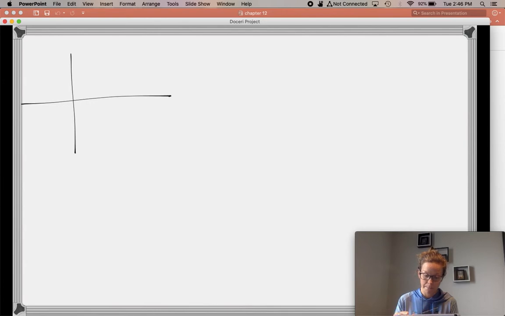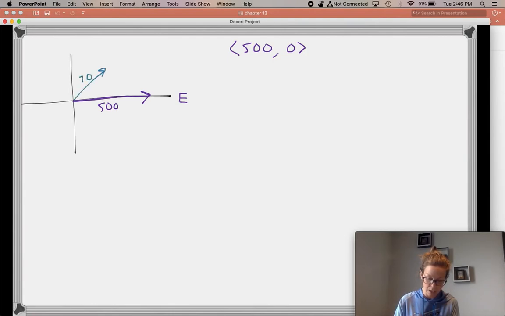So our plane sets its heading due east at 500 miles an hour. So the plane has a vector of 500, 0. That's the plane's intention, just all x direction. But then it encounters this wind. This wind comes in at 70 and 60 degrees north of east.